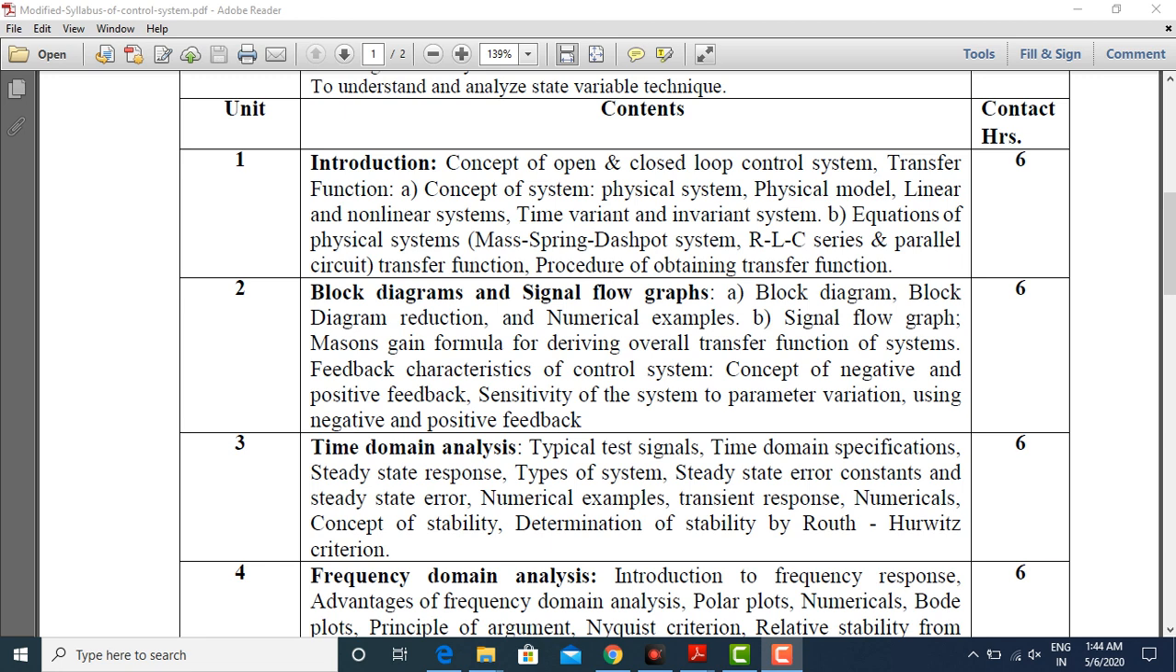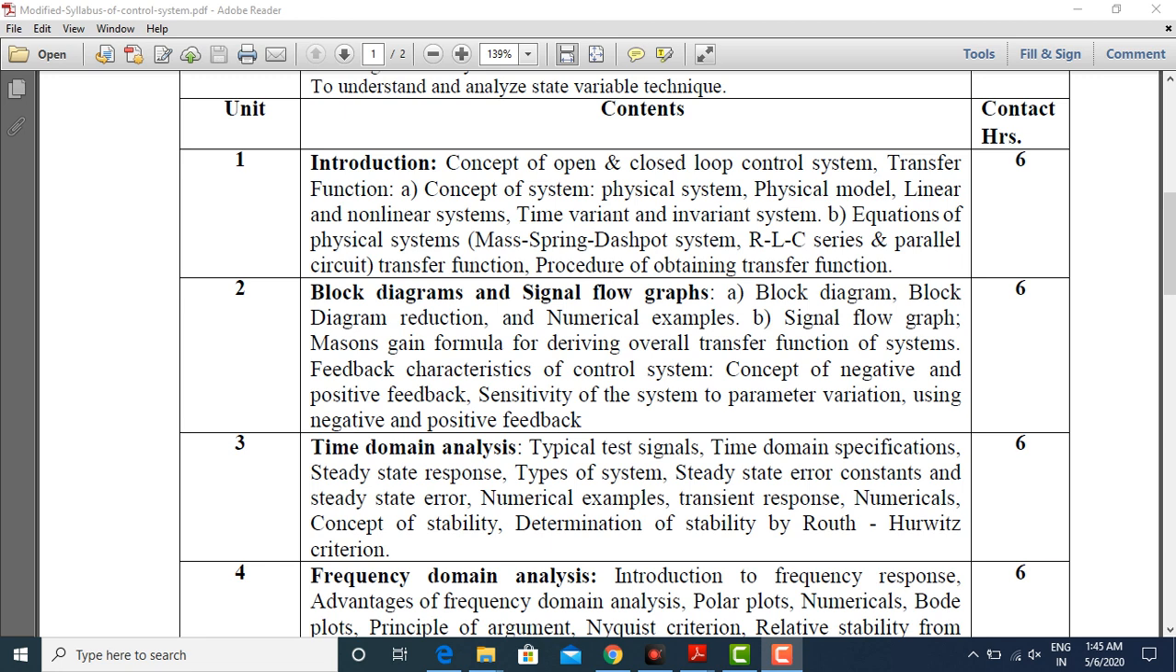Hello everyone. We can see the first unit is introduction. It is a very basic unit. In this we have already discussed the concept of open loop system, closed loop control system, and transfer function, that is, Laplace transform of output upon Laplace transform of input if initial conditions are 0.